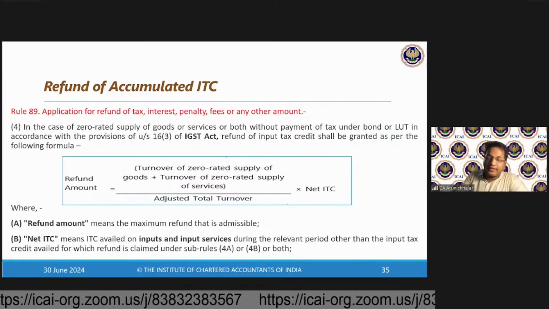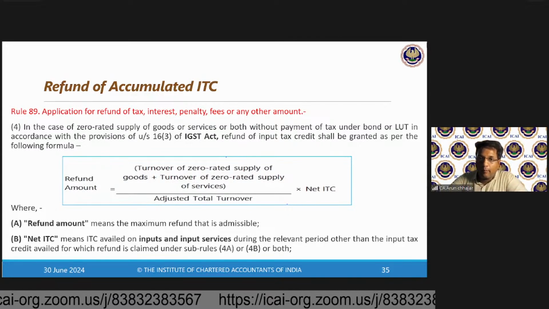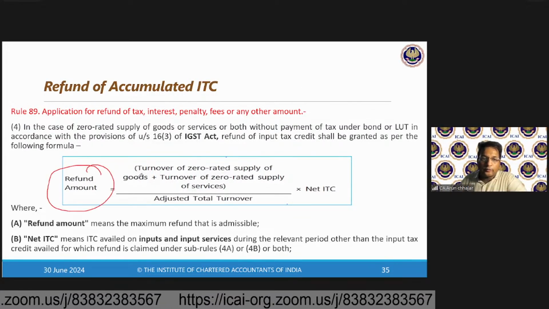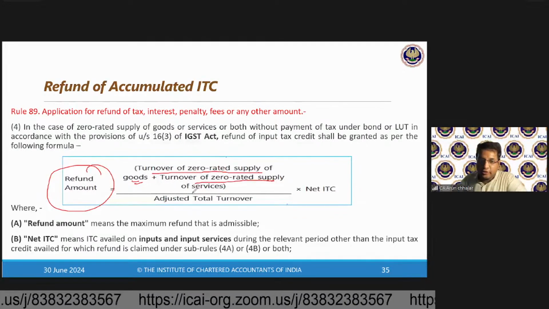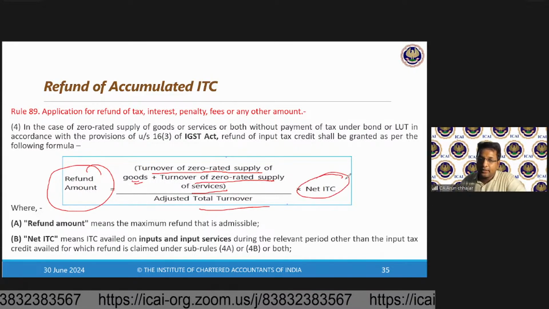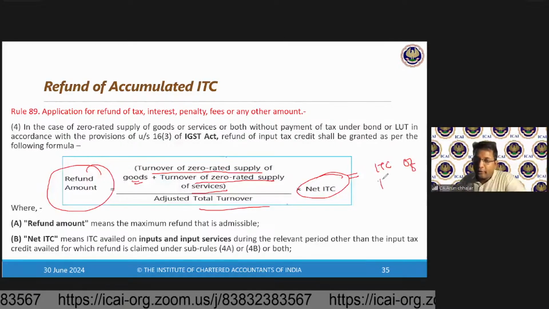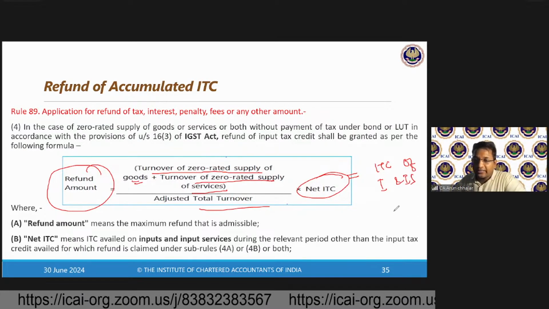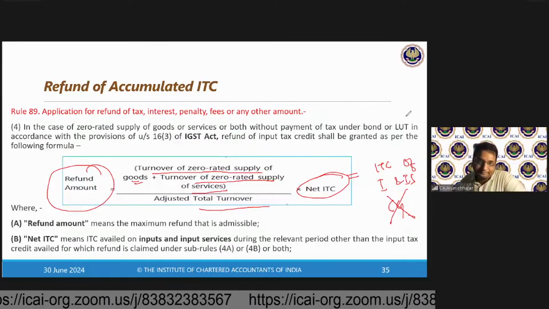Let's read the formula first. The refund is equal to turnover of the zero rated supplies of goods plus turnover of the zero rated supply of services divided by ATI multiplied by net ITC. The word net ITC means ITC of input and input service. It means you cannot take the refund of capital goods if you are going under LUT.